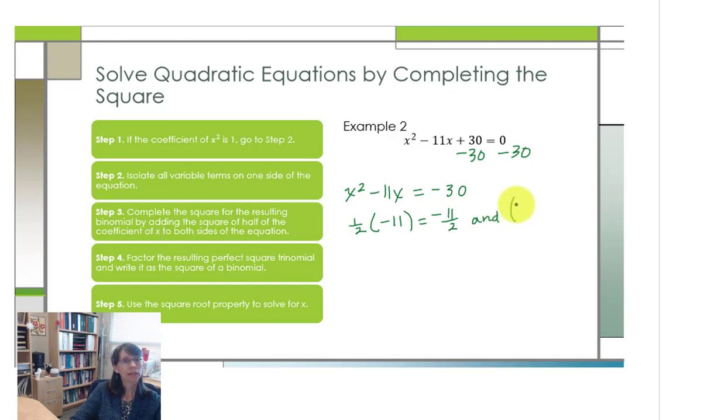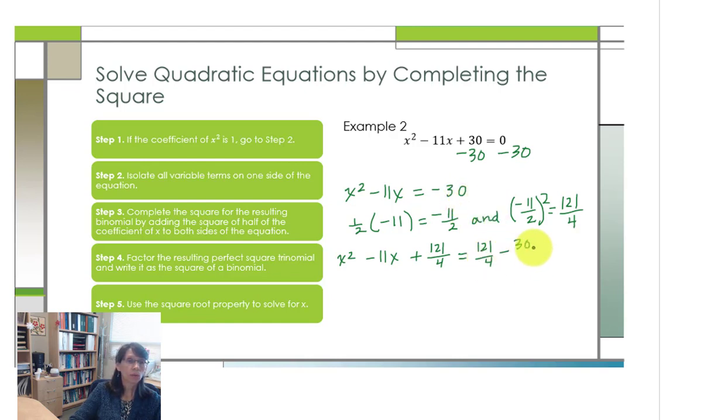We also now need to square this value of negative 11 halves. When you square a negative number, you'll have a positive product. 11 times 11 is 121, and 2 times 2 would make 4. So notice we ended up with a positive fraction here. So the new quadratic equation is x squared minus 11x plus 121 fourths is now equal to 121 fourths minus 30, because we had negative 30 on the right-hand side of our equation.